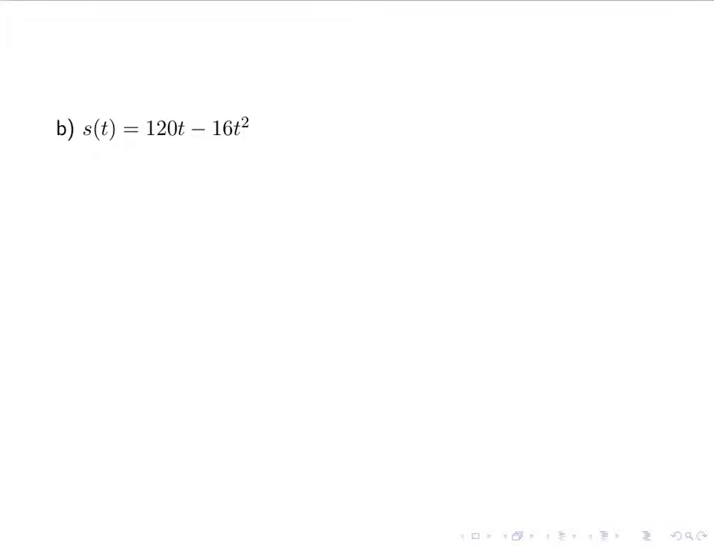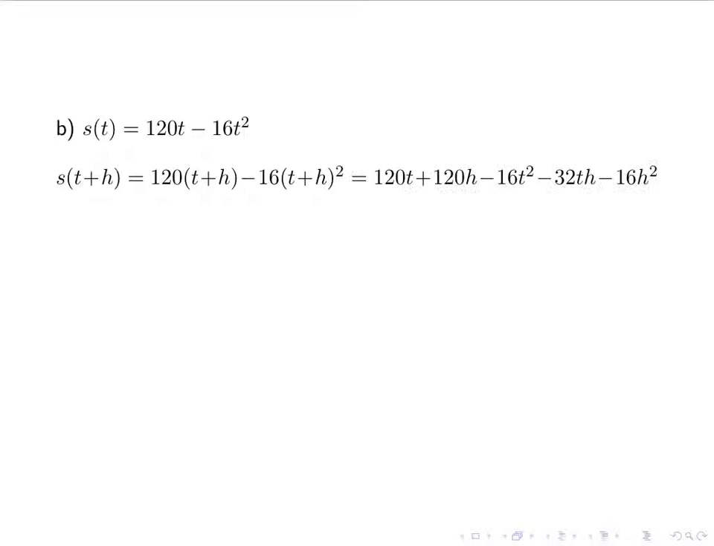So let's try another one. s of t equals 120t minus 16t squared. Again, we need s of t plus h. Remember, there are two t's, so make sure both of those t's become t plus h. I'm going to distribute the 120, square out t plus h, and then distribute the 16, or the negative 16. Remember, it's a negative. There are no like terms, so that's it.